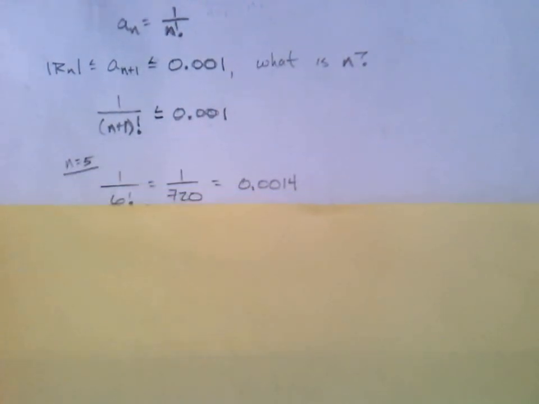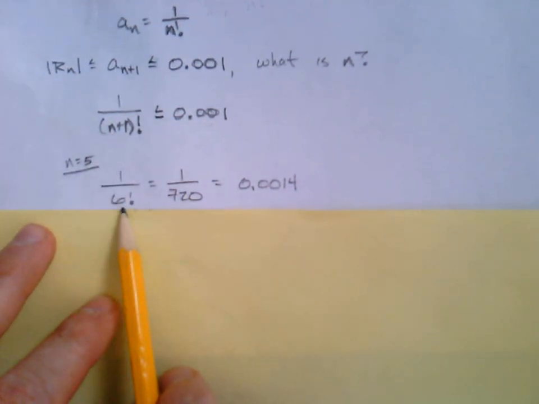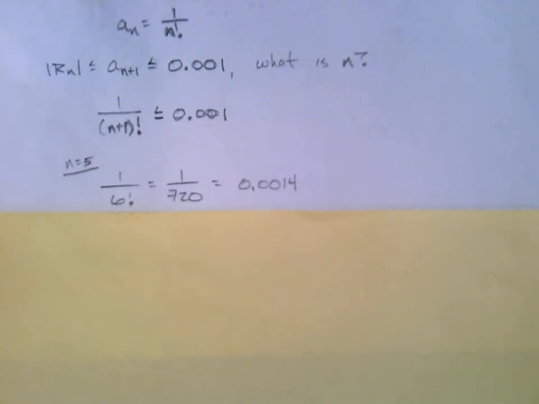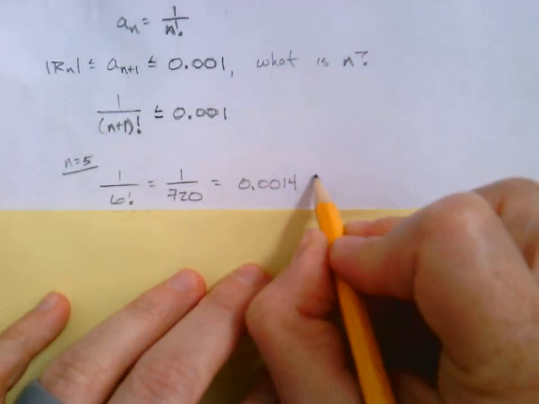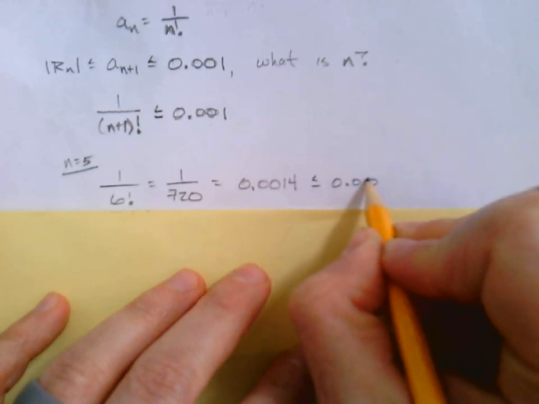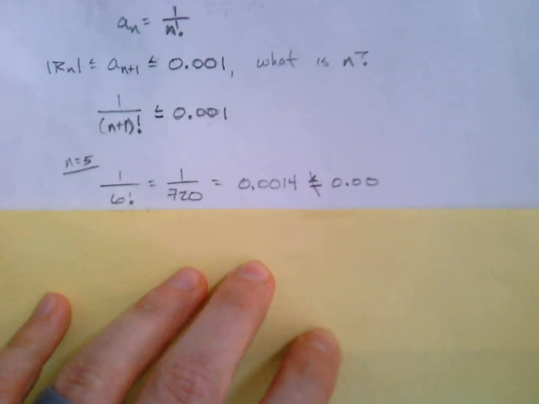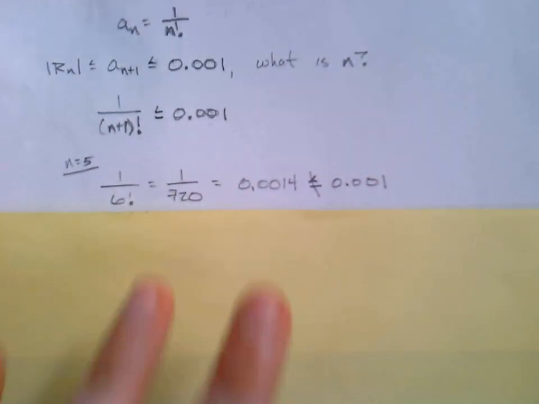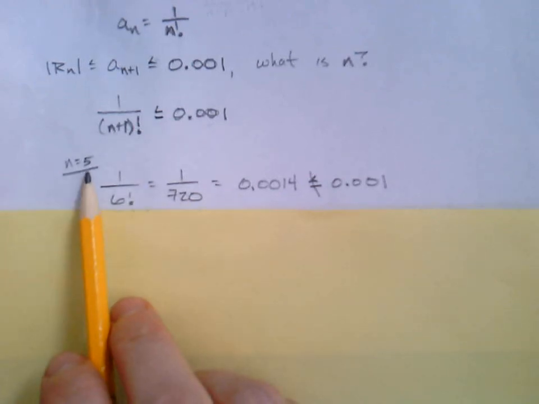So let's try n equals 5. Plugging it in right there. If n equals 5, I've got 1 over 6 factorial, and that's what happens. I get 0.0014. But that is not less than 0.001. It's actually a little bit bigger. Okay, so it's not 5. But that's pretty close, right?